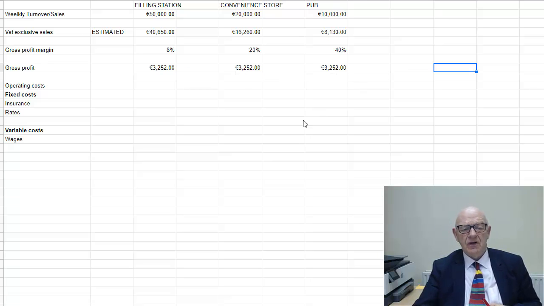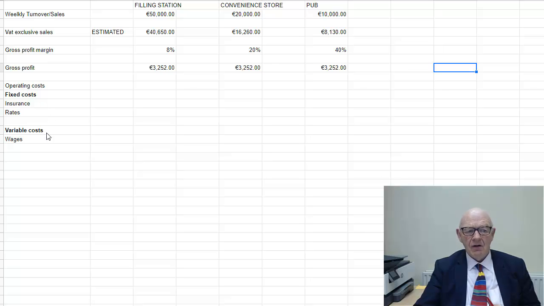Now, when you go to see what your net profit is, you're going to be looking at your operating costs, and you're going to have, as I said in the previous video, fixed costs and variable costs. Fixed costs are costs that you're going to incur no matter whether you open or close. Whether you open 5 days a week, 7 days a week, or you shut the place down for a month, you're still going to pay the same amount for insurance for the year, and you're still going to pay the same amount for rates.